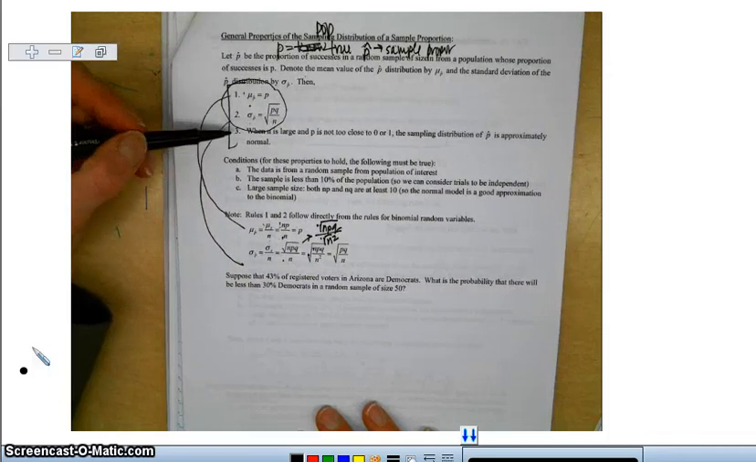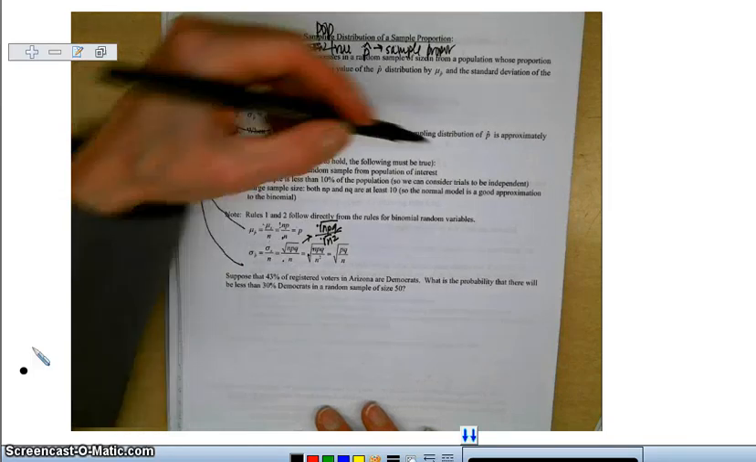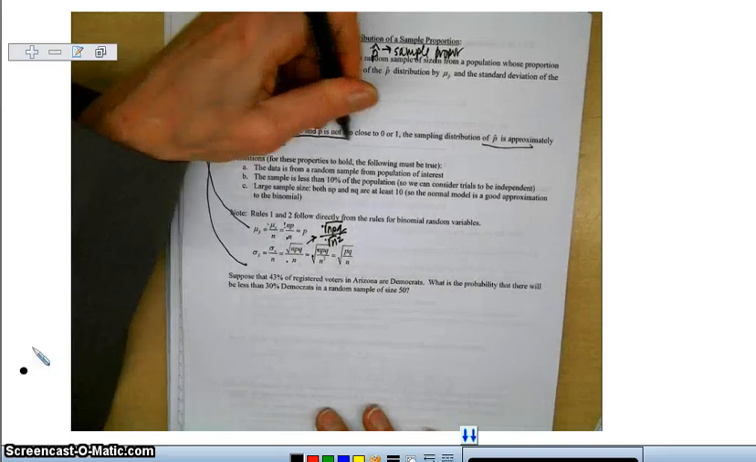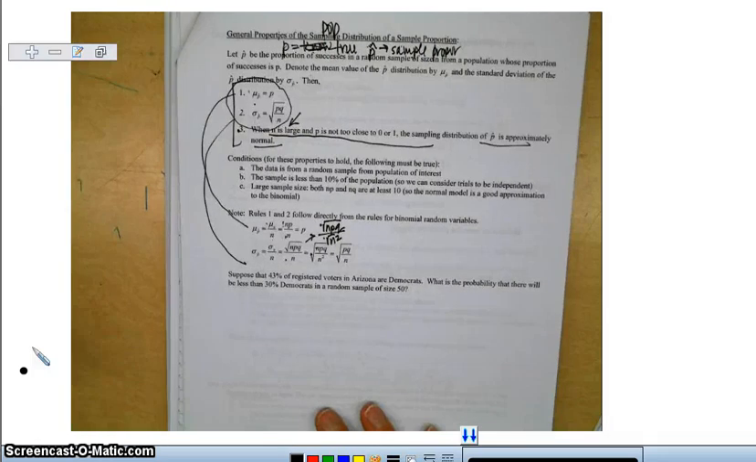Okay? And then it says when n is large and p is not too close to 1 or 0, the sampling distribution of p hat is approximately normal. So basically it says when n is large, so you've asked enough people, and p is not too close to 0 or 1, it's closer to 0.5, then it's approximately normal.